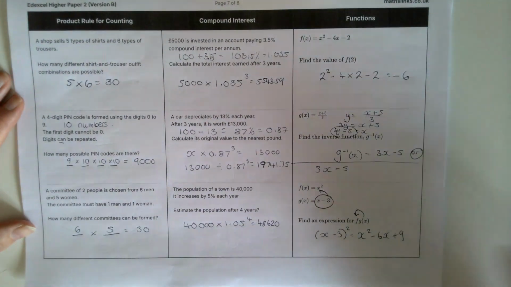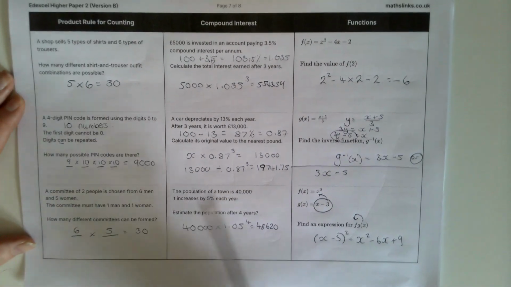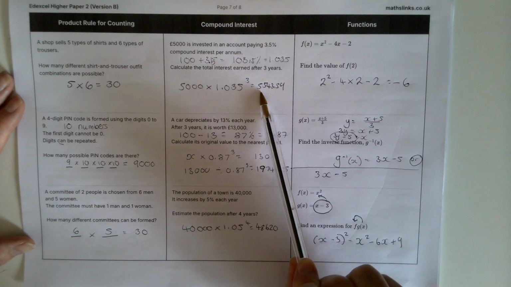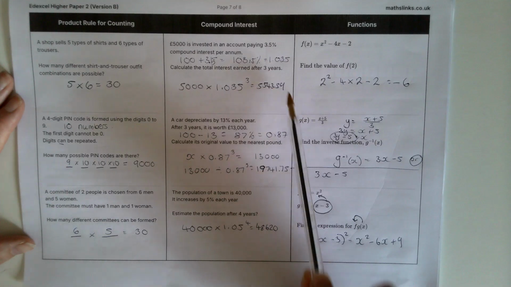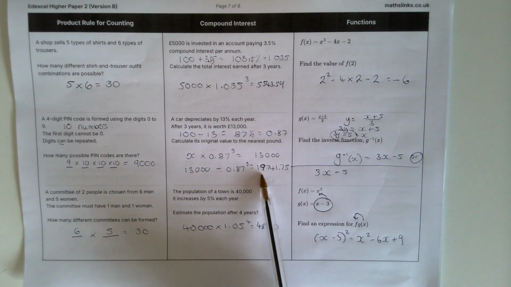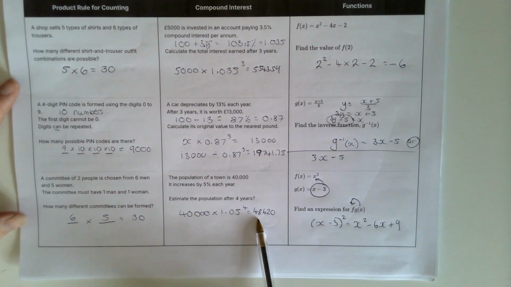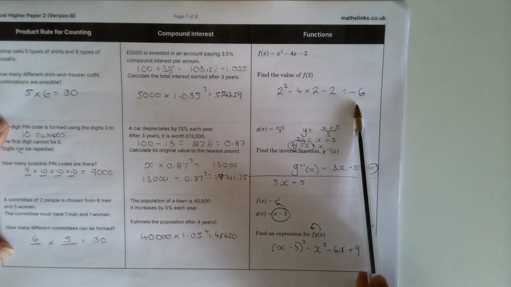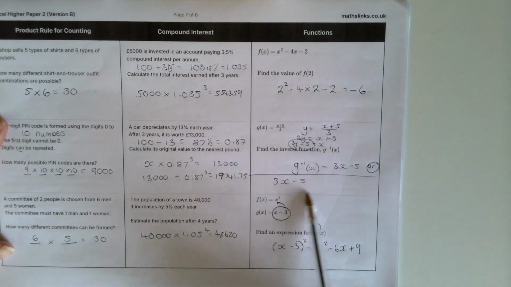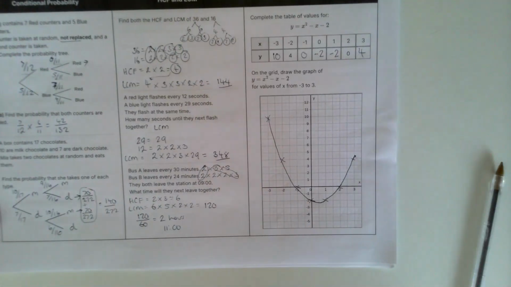Okay, so here are your answers. 30, 9,030, 5,543 pounds 59, 19,741.75, 48,620, -6, 3x minus 5, x squared minus 6x add 9.